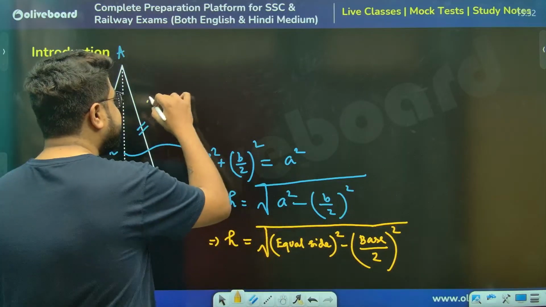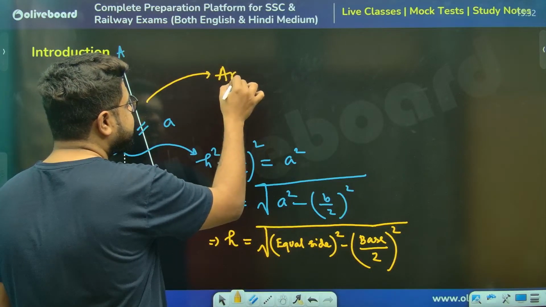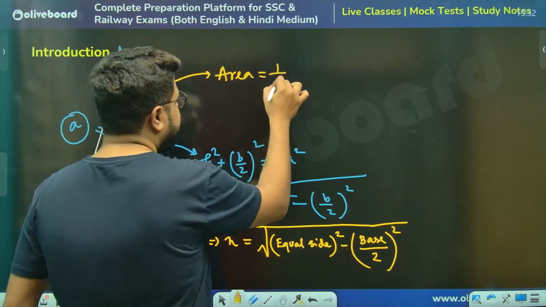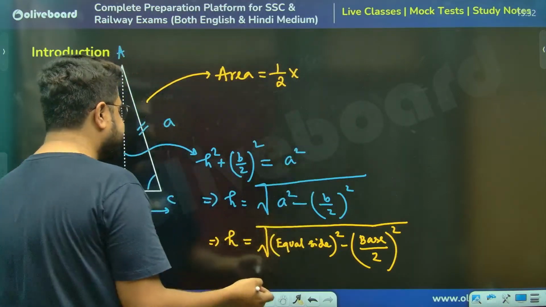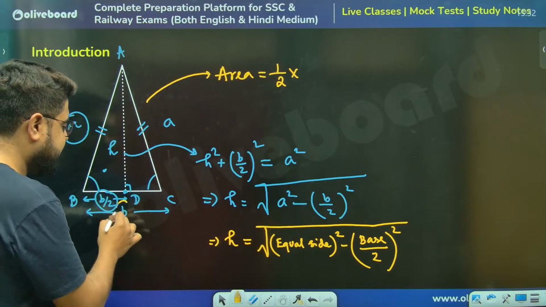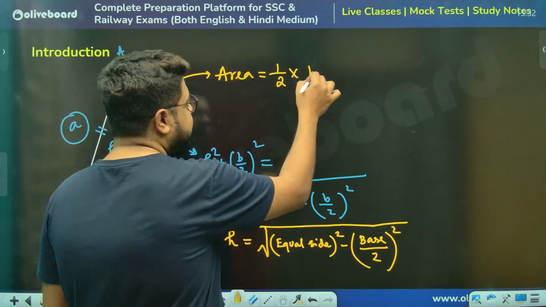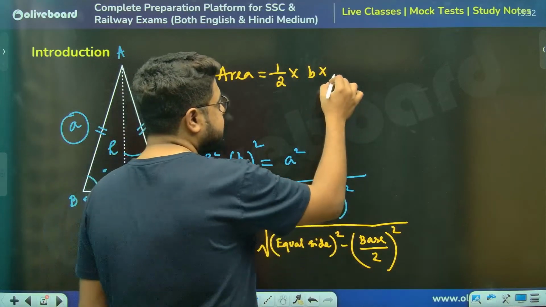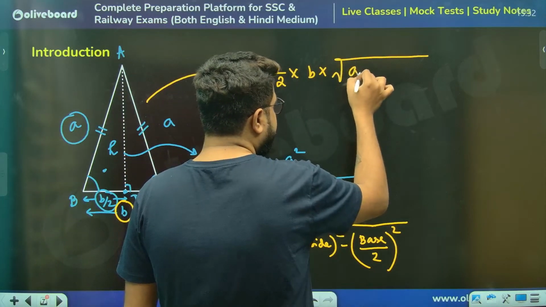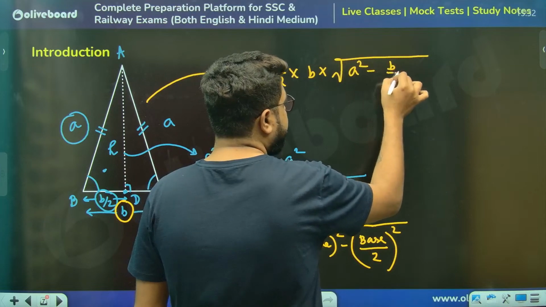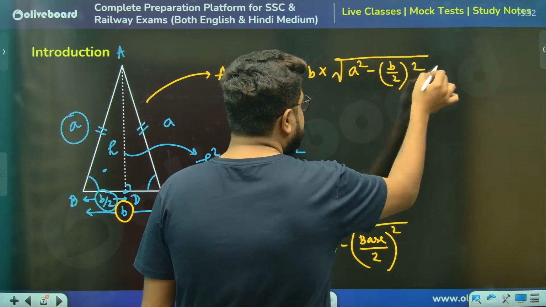That means anybody can now say, area will be what? Half into base into height. Base is B, into height, which is this. Now you can remember it like this.